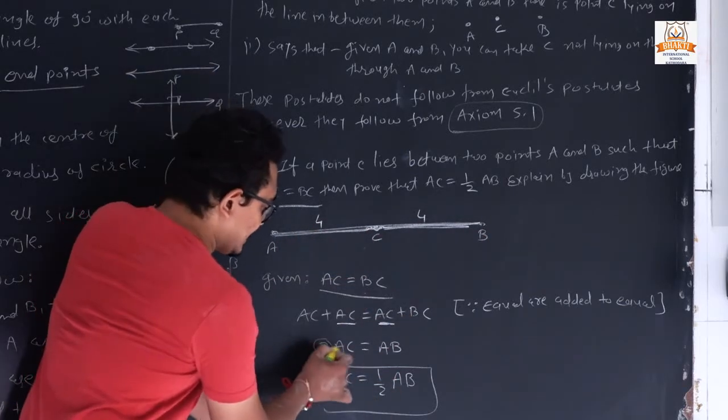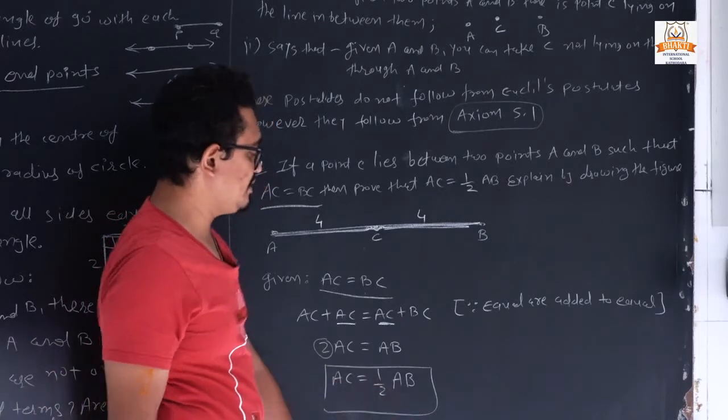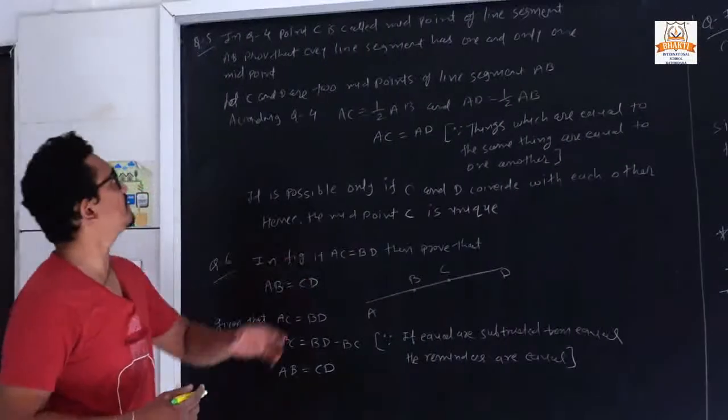Now the 2 goes to the other side, so it will be in division. So AC is equal to what? 1 by 2 AB, so it is proved. Clear? It is proved. Question number 5.